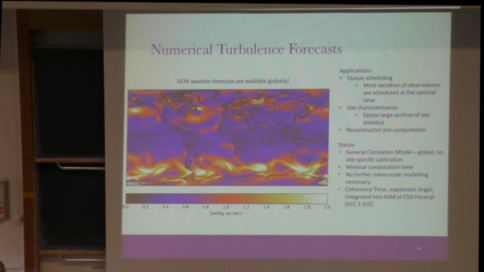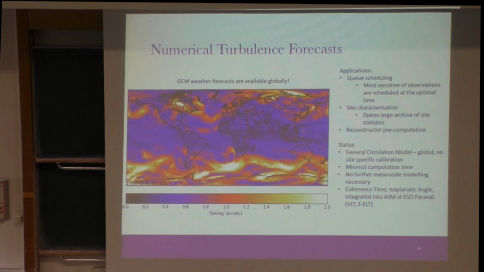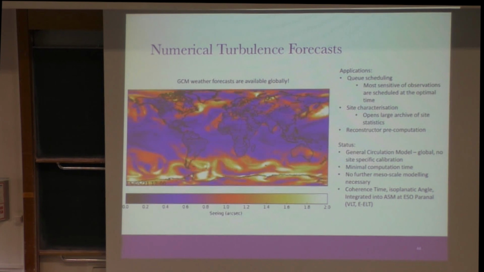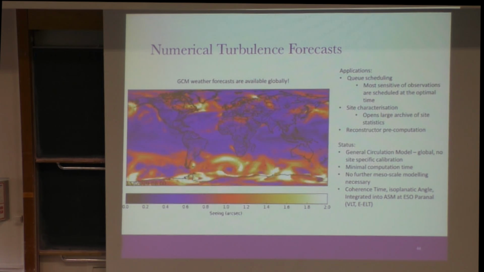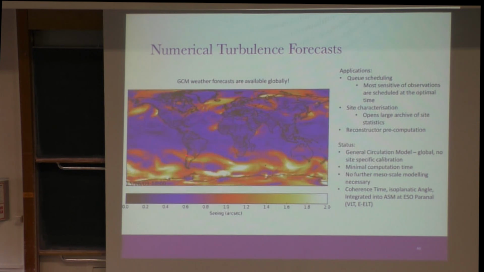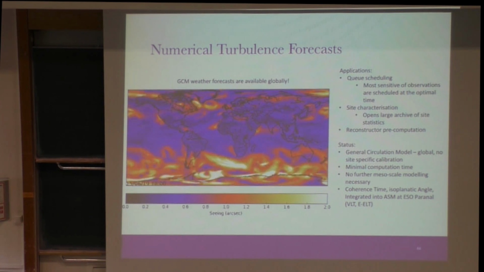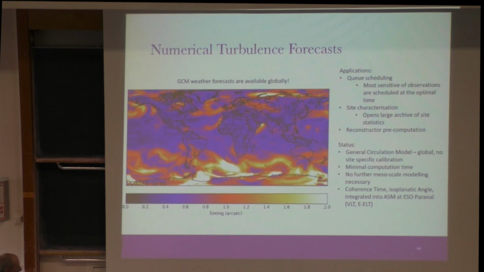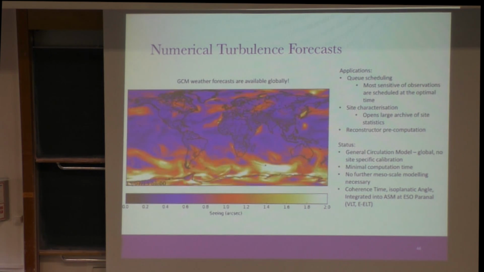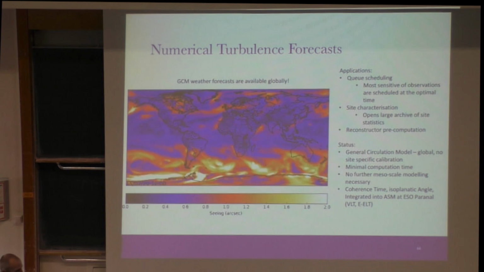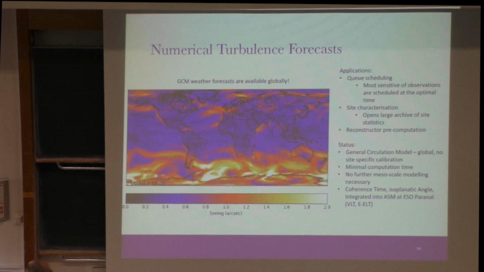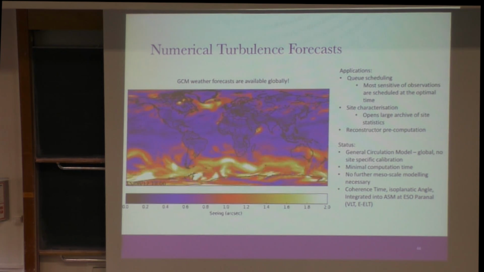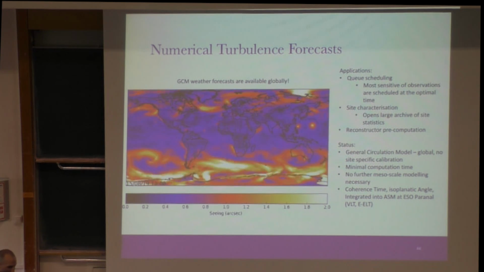So for the turbulence forecast, the applications are for queue scheduling, so the most sensitive of observations are scheduled at the optimal time for that particular observation. It's also good for site characterization, because if we can validate the model, and it's usable, then that means we've got this advanced archive of weather forecast data going back tens of years all around the world, which enables us to look at any site around the world and estimate the distribution of these parameters. And it also enables us to compute our tomographic reconstructors in advance.